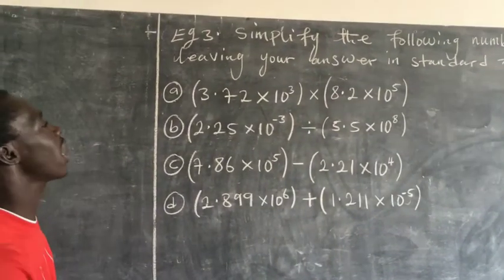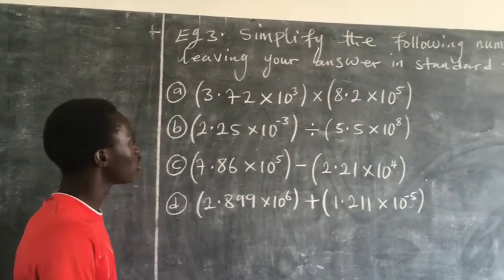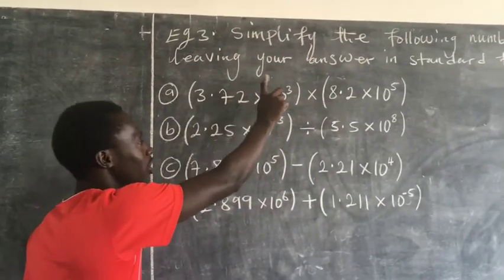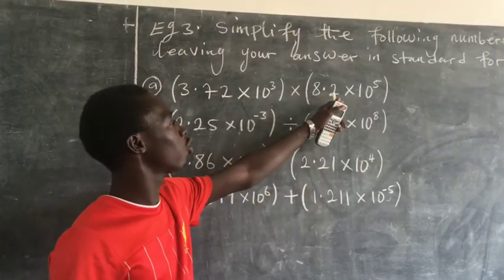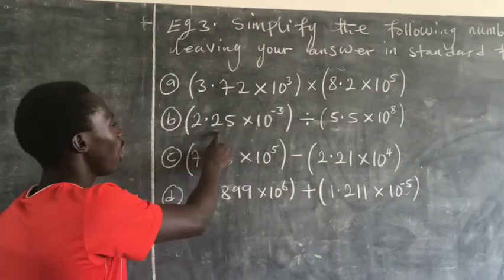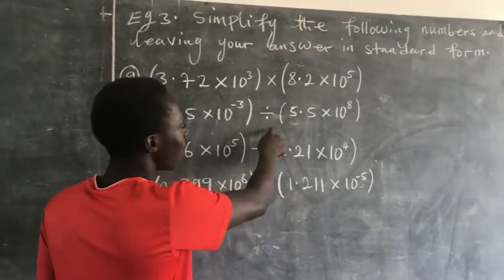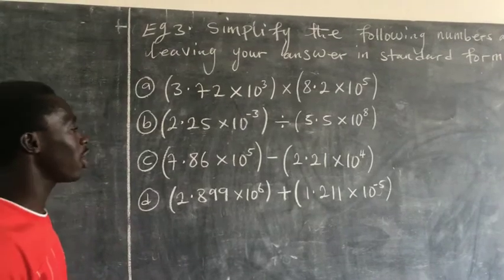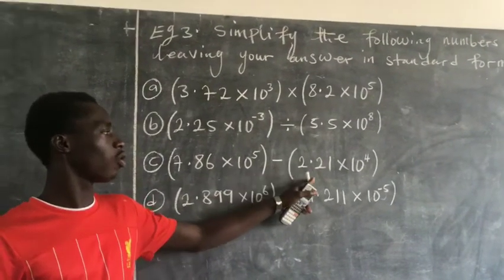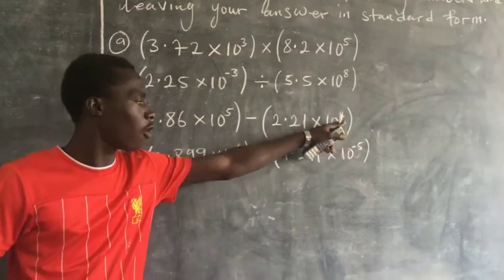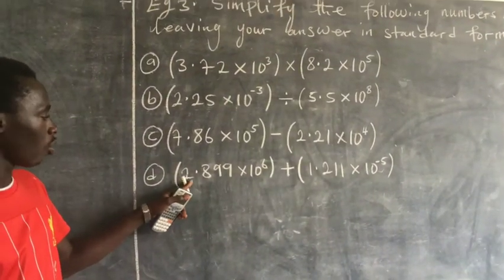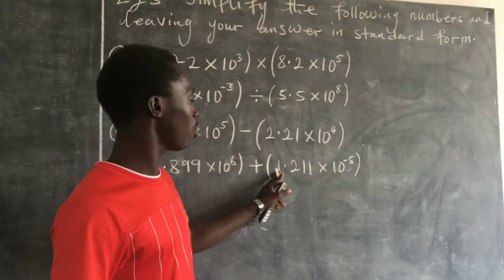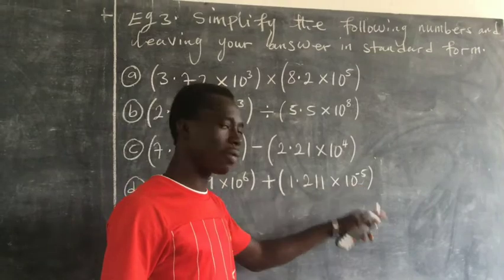Example 3. Simplify the following numbers and leave your answer in standard form. So now the questions are given. We have 3.72 multiplied by 10 to the power 3. We have 8.2 exponent 5, 2.25 exponent minus 3 divided by 5.5 exponent 8. We have 7.86 exponent 5 and minus 2.21 exponent 4. We also have 2.899 exponent 6 and plus 1.211 exponent minus 5.